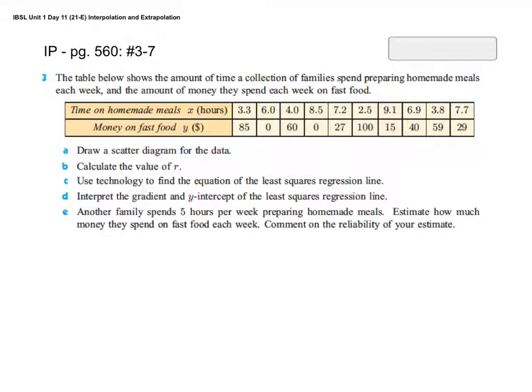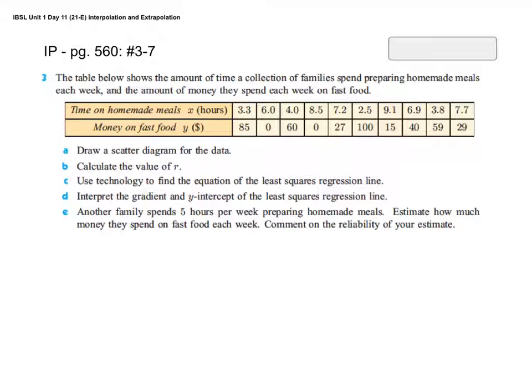Now it's just a matter of practicing to apply some of these things. Okay? So we're going to take the time we have here and start working on some of these. Notice this first one. We've got the amount of time a collection of families spends preparing homemade meals each week, and then the amount of money they spend each week on fast food. Okay, so just thinking about the situation without running any numbers yet, what would you suppose our results would be? The more time spent on homemade meals, the less money on fast food.